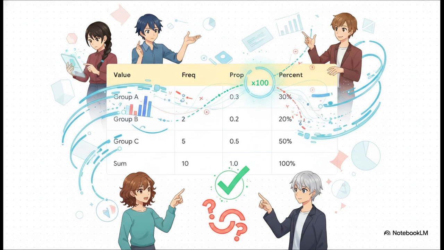Now look at that bottom row again. This is your built-in safety check, guys. All your proportions absolutely must sum to 1.00, and your percentages must perfectly sum to 100%. If they don't, well, you need to head back to the drawing board.